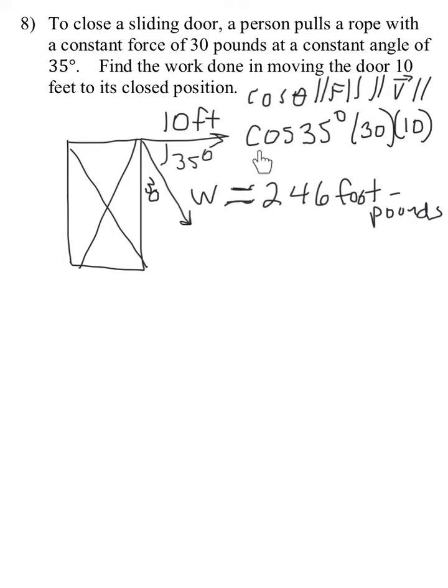So in your calculator, you would put cosine of 35 degrees times 30, which is our force, times 10, which is our distance. And that's going to give us 246 foot-pounds.